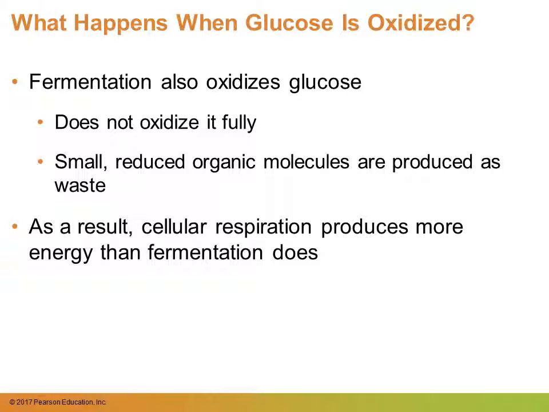Fermentation also oxidizes glucose, but it's not fully oxidized. In other words, it's only the first of the 4 steps of cellular respiration. It's just simply glycolysis, and the terminal electron acceptor is some form of pyruvate, and so for that reason it really isn't fully oxidized, and for this reason only a few ATPs are produced for every molecule of sugar.